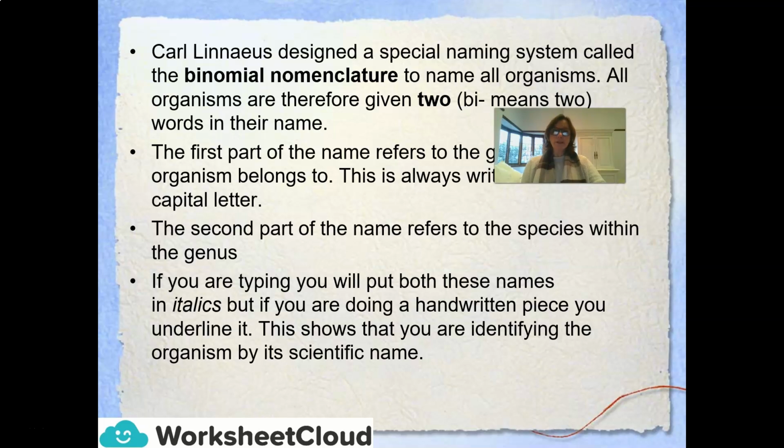And if you are typing, you will put both these names in italics. But if you are doing a handwritten piece, you underline it. This shows that you are identifying the organism by its scientific name. And why do we follow this binomial nomenclature way to name all organisms? Because it is globally accepted all over the world. So it gives the animals their scientific names.